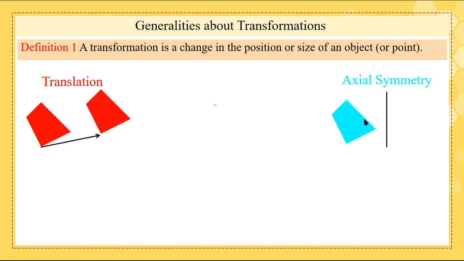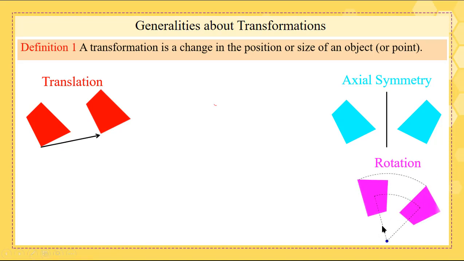Axial symmetry. This line is the axis of symmetry of these two figures, and this axis of symmetry is the perpendicular bisector of the segment MM prime, where M prime is the image of M by this axis of symmetry. Rotation. In fact, in rotation we have a fixed point and we rotate the object by a constant angle without changing in size. Now dilation.